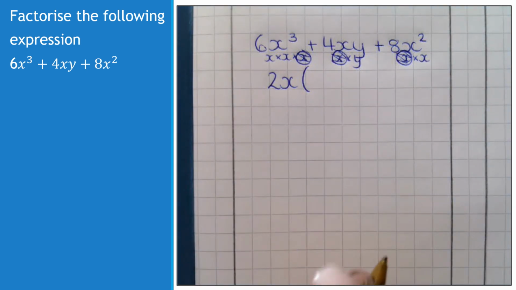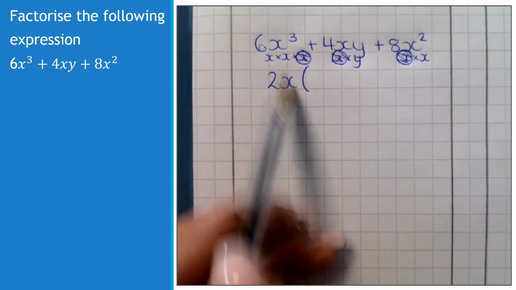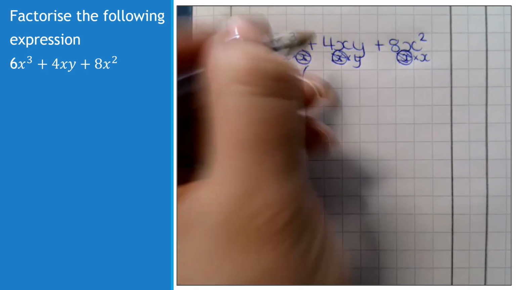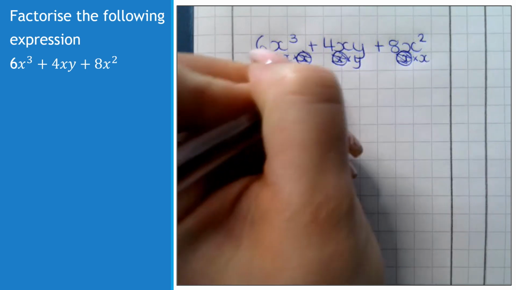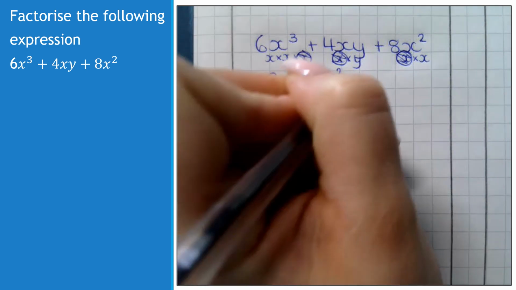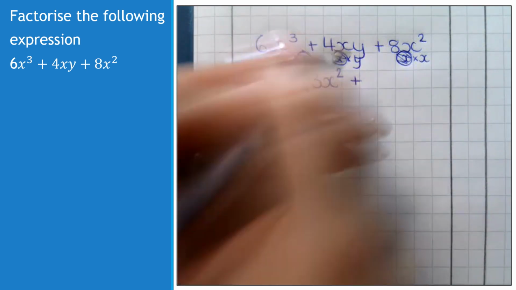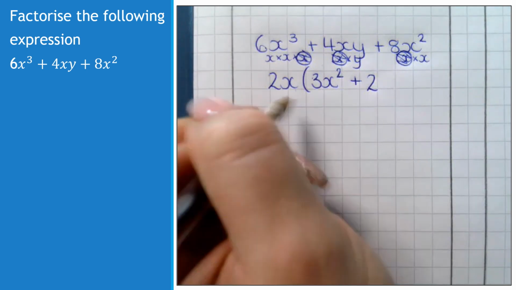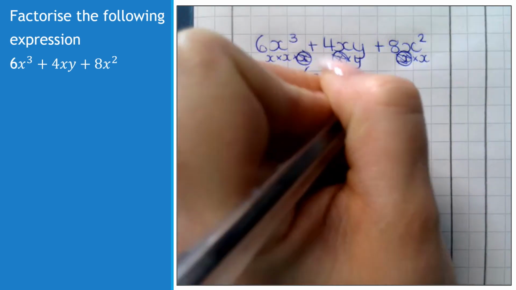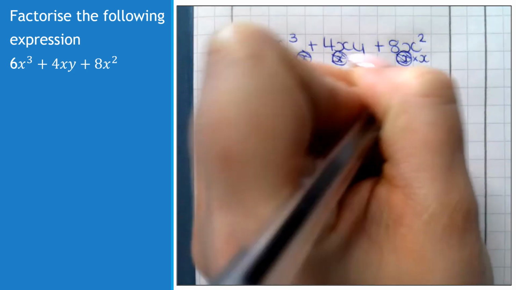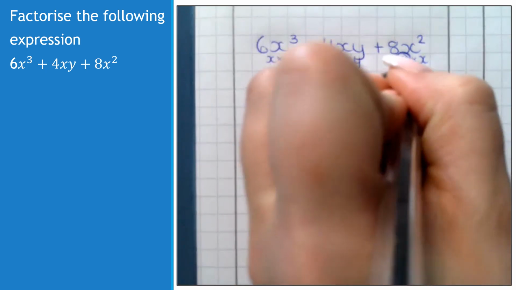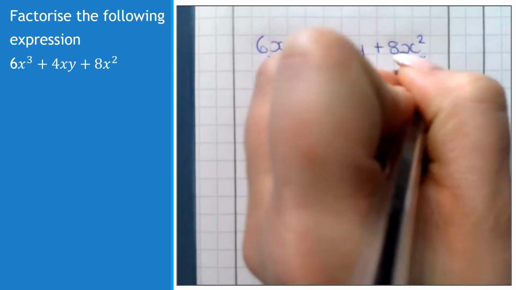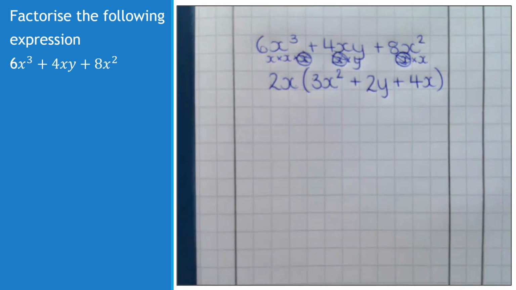Then I'm going to see how I get from 2x to 6x squared. So 2 multiplied by 3 is 6. So 3 is going to go first. To get from x to x cubed, I will multiply by x squared. And then to get from 2 to 4, I'm going to multiply by 2, but then I'll need to get from x to xy, so I need to multiply that by y as well. And then to get from 2x to 8x squared, 2 multiplied by 4 is 8, and then to get from x to x squared, I multiply by x as well.